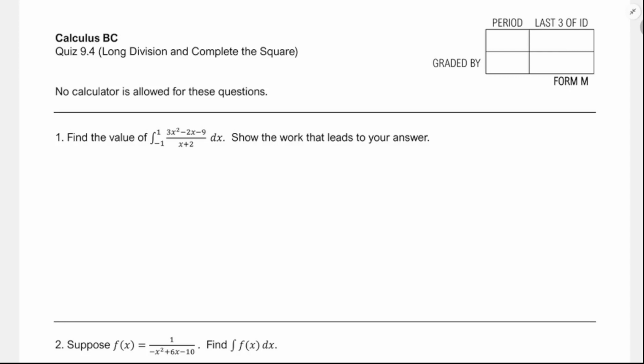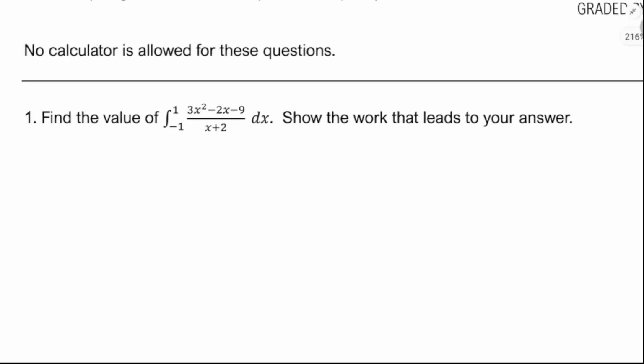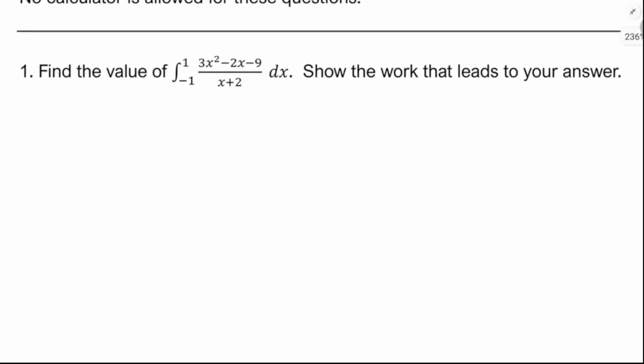In this video, I'm going to be working through BC Quiz 9.4, Form M. So this is one you maybe worked in groups or something, because I was out. And this is mostly long division and complete the square, but I think there's a couple other types of integrals in here as well. So first we're going to find the value of this integral, and we're going to show the work that leads to our answer.